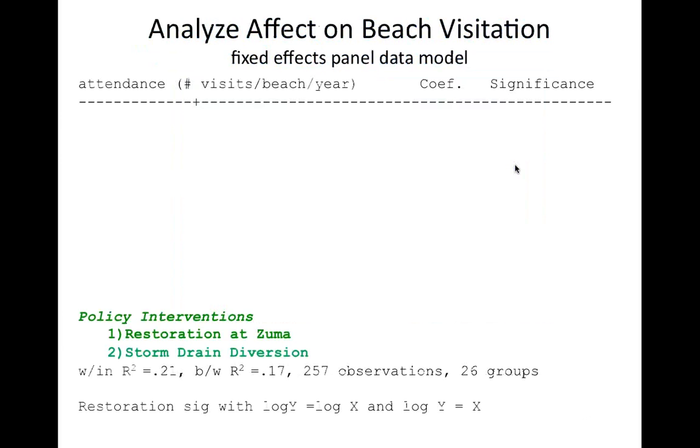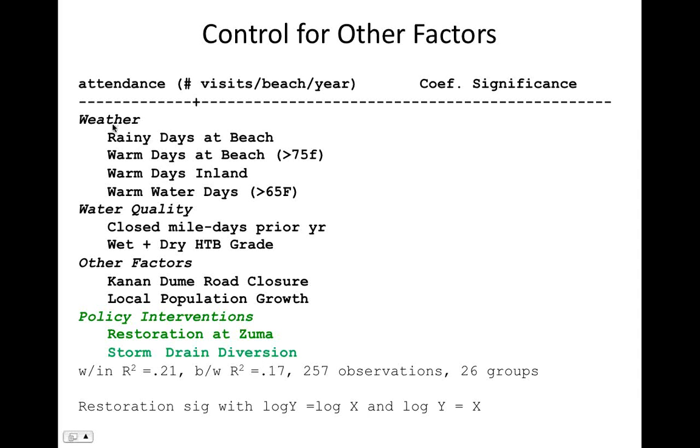So we collected data on all of these things, and what we wanted to analyze was, how does beach visitation change? So this is a model, it's like a panel data model of the changes in beach visitation as a function of this restoration event at Zuma, these storm drain diversions that occurred up and down the 26 beaches over that period of time, and then these other explanatory factors. So we have a lot of factors here for rain, whether it was raining at the beach, whether it was a warm day at the beach, or probably just as important, what was the temperature inland where most people came from? How warm was the water? What was water quality like? And how did that change from year to year? These access factors.